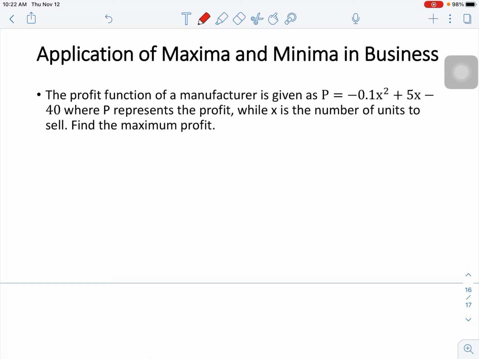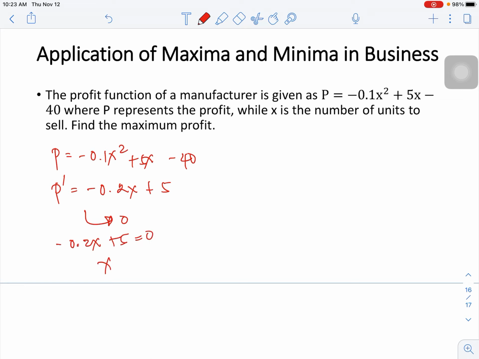where P represents the profit, while x is the number of units to sell. Let us find the maximum profit. Again, we just need to find the first derivative. We have P equal to negative 0.1x squared plus 5x minus 40. So P prime is equal to negative 0.2x plus 5. Equate this again to 0: negative 0.2x plus 5 equals 0. x is equal to 25. So this is our maximum profit.